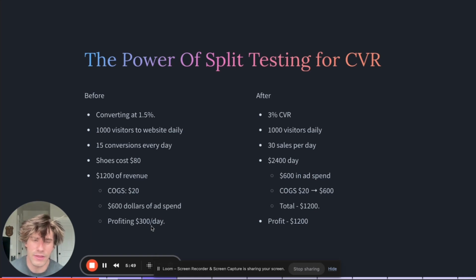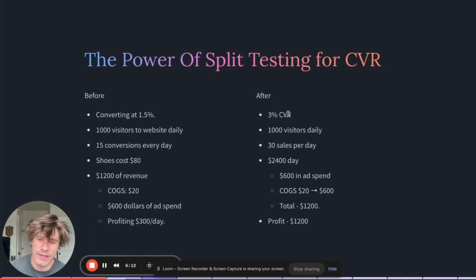Okay. Now let's look at the power of split testing for conversion rate. Let's say he runs a few split tests on his product page that double his conversion rate. Now, I know double sounds like a big number, but to be totally honest, that is more than possible. We have 4 and 5 and 6x conversion rates on some of our partner accounts. So doubling is not that hard.